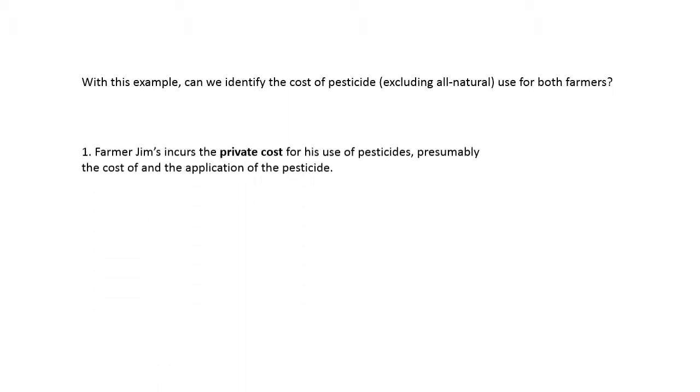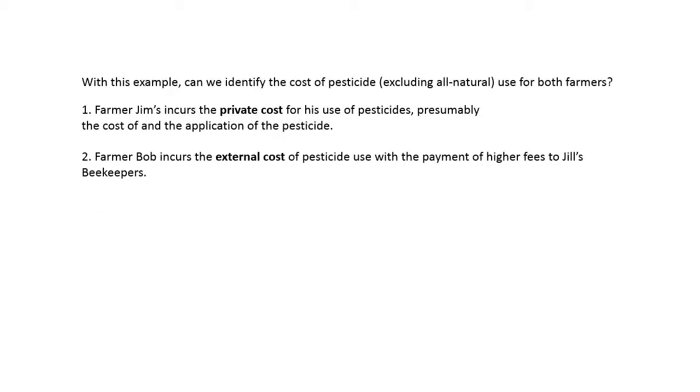So now, with this example, can we identify the external costs of using harmful pesticides? Remember, a negative externality occurs when there are costs incurred by someone other than the producer and/or consumer of the good. Let's take a look at Farmer Jim. Farmer Jim only incurs the private cost for the use of his pesticides. Presumably, this is the cost of and the application of the pesticide itself. Farmer Bob incurs the external cost of pesticide use with the payment of higher fees to Jill's beekeepers.